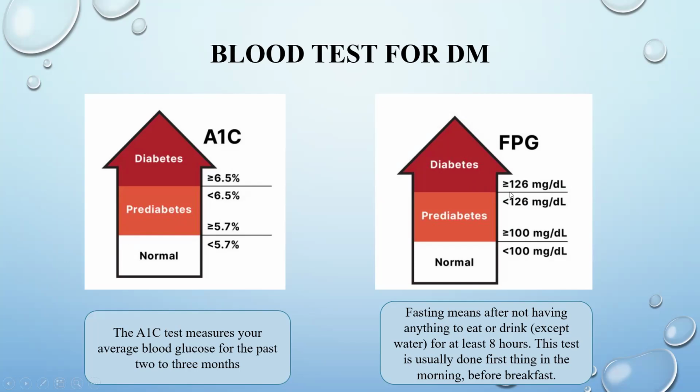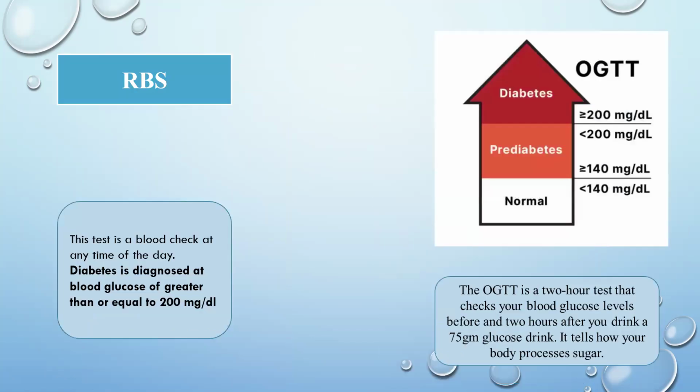The fasting plasma glucose test is usually done when the patient is asked to not eat anything except water for at least 8 hours, and the test is usually done in the morning before breakfast. A normal fasting plasma glucose level is less than 100 mg per dl, while levels between 100 and 126 mg per dl are taken as pre-diabetic, and levels greater than 126 mg per dl are considered diabetic.